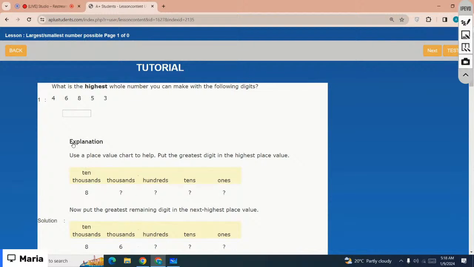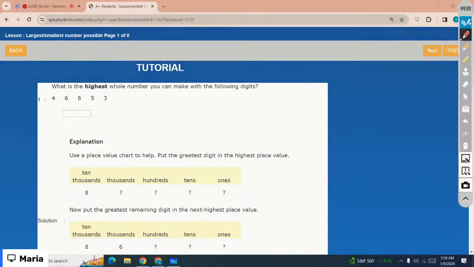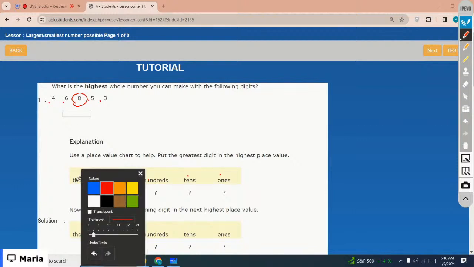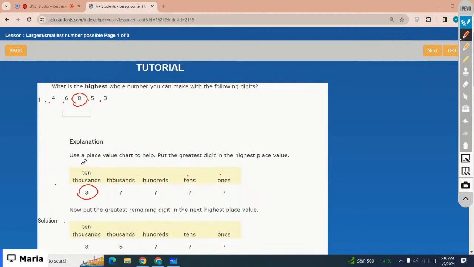What is the highest whole number you can make with the following digits? The digits are 4, 6, 8, 5, 3. Basically, you need to make the highest number, right? So you have to start with the highest number. The highest number is 8, and 8 is at the highest position. You have 1, 2, 3, 4, 5 numbers, so you can make the place value chart: ones, tens, hundreds, thousands, and 10,000s. That means 8 is at the 10,000 position.